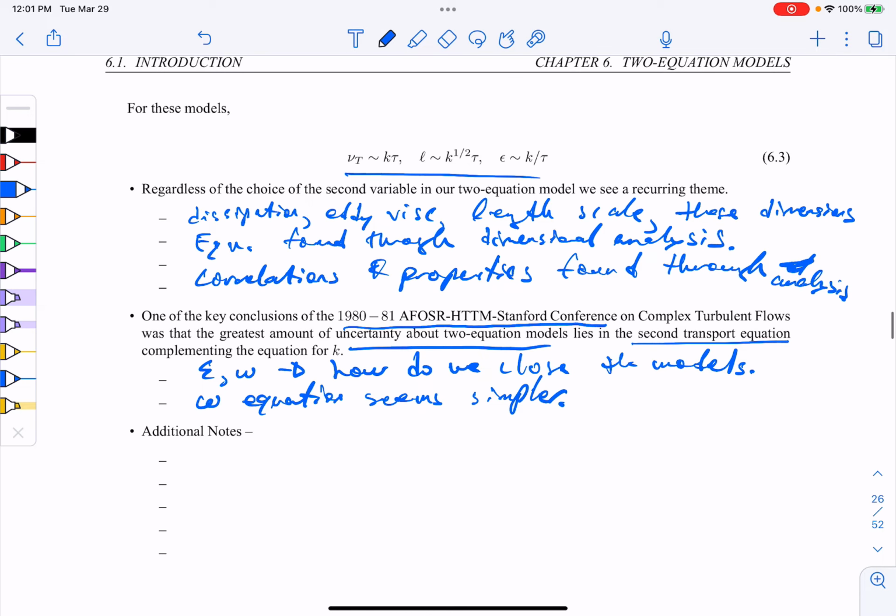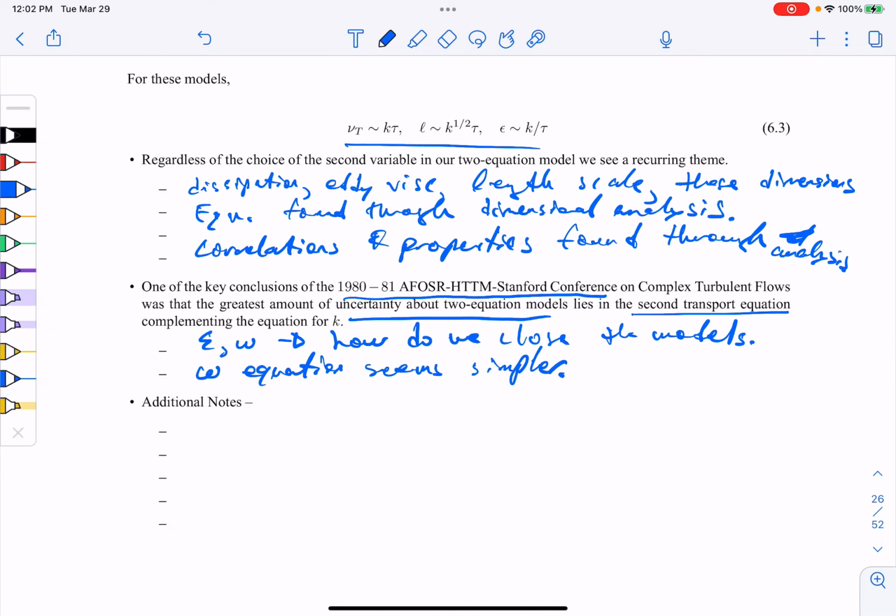So just some additional notes. It's really unclear even today which model is superior. And it might even be an argument of which type of turbulence model is best overall. Is it a one-equation model, two-equation model, Reynolds stress, or something else maybe more exotic? So people are still arguing about this today. I'm not sure these issues will ever be resolved.